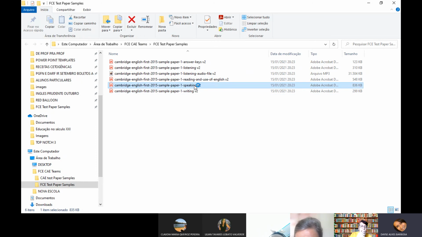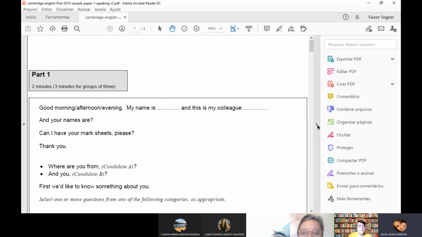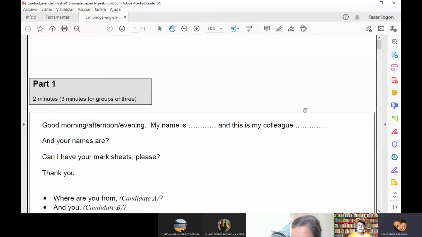Speaking. This is the one I want to show you. This here is the examiner's paper. You are not going to see this, yes? When you are doing the test, you won't see this. The examiner has that. And many times it will seem to the candidate that the examiner is a robot. But they have to act like that because all the examiners all over the world have to say exactly the same thing to the candidates.